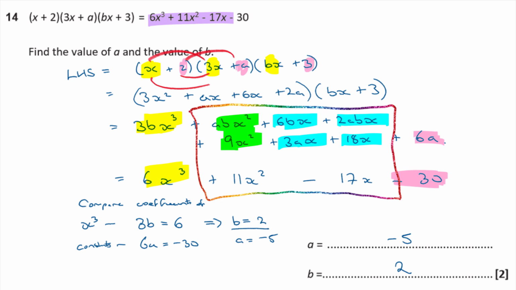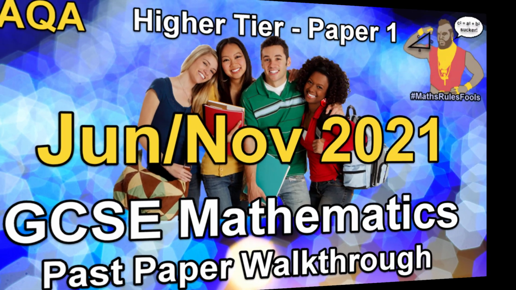I've done it the long way. It's only worth 2 marks, but hopefully you can see why it is what it is, and decide whether you want to do a full method or just focus in on the x cubed term or the constant term, and do it a bit faster.